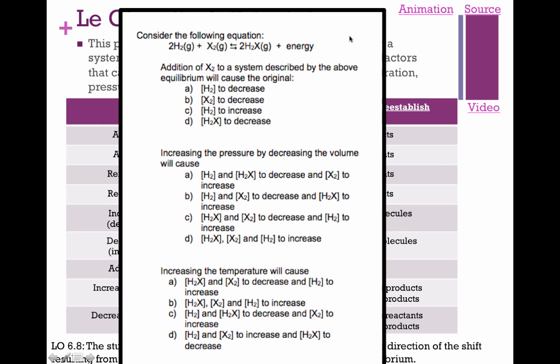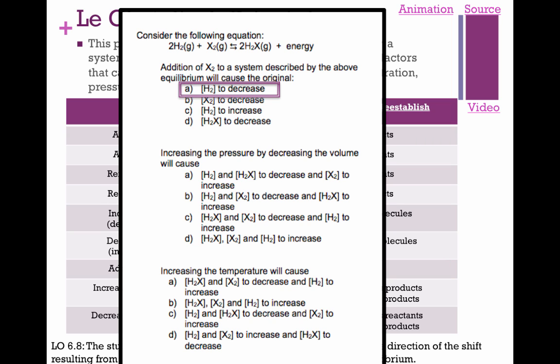Exothermic, because you're releasing heat. So this would be an exothermic reaction. Addition of X2 to a system described by the above equilibrium will cause what to happen? So if we add more X2, that means we have too much reactant, and what's going to happen to this system? It has to make more products.